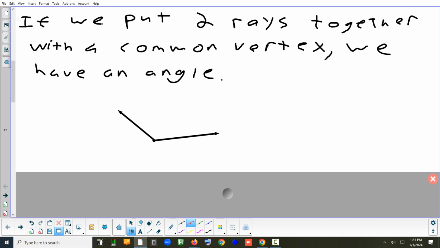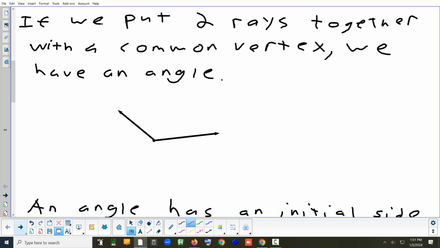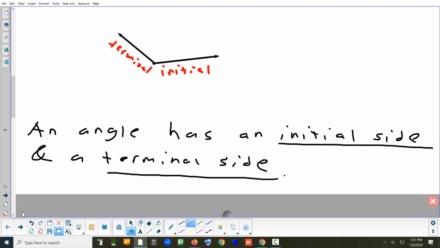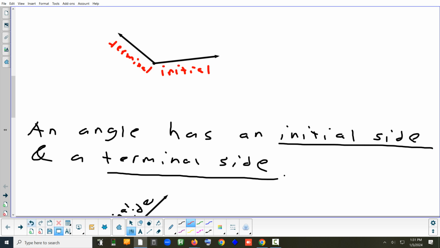Yeah, so there's your angle. Now, technically, we can name the sides of this angle. This is called the initial side, and this is the terminal side. So how do you know which side is which? Well, the way you can figure it out is if you put yourself between the two rays, in the interior of the angle, and rotate counterclockwise, where you end is the terminal side, and where you would start is the initial.